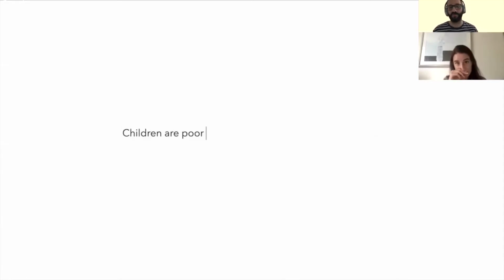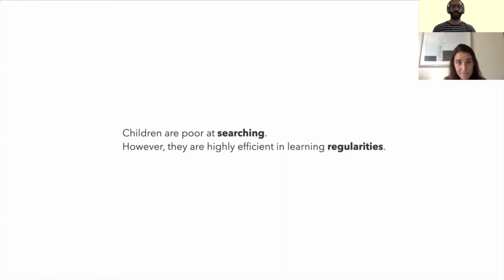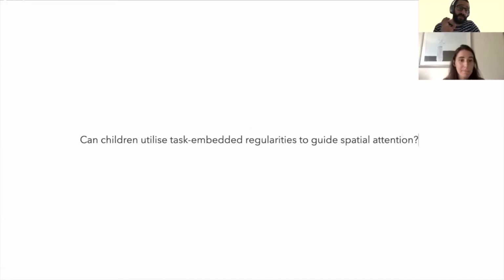But moving on to children this year, we're going to look at two complementary aspects of cognition in childhood. Children are not very good at searching, but they are highly efficient learners, which fits quite well with our task because it involves both searching and learning regularities. So that will be our main research question. We're going to ask whether children can utilize task-embedded informative regularities to guide spatial attention.